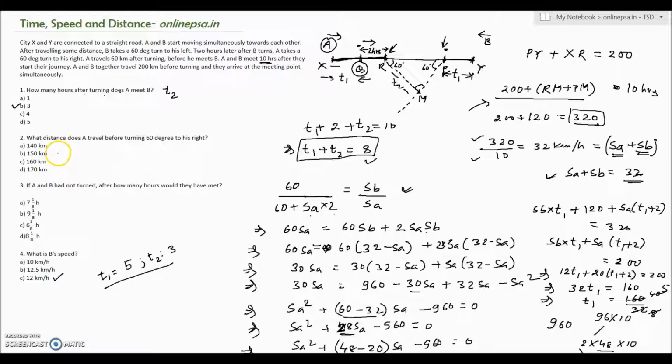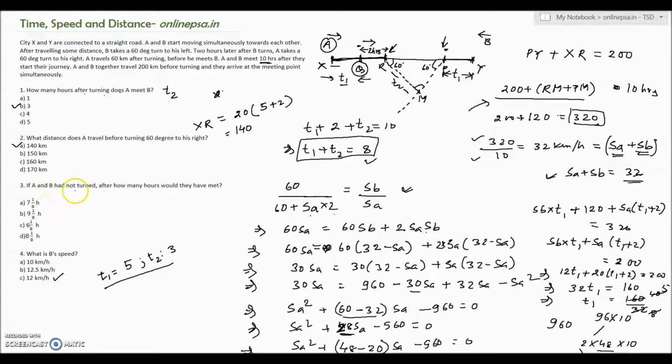Next question is, what distance does A travel before turning 60 degrees to his right? So the question is how much A covers from X till this point R. So they are asking what is the distance of XR. XR is nothing but speed of A, which is 20, multiplied by the 2 times. The 2 times are T1 plus 2. T1 is 5, 5 plus 2 is 7. This will give you 140. 140 should be this answer.